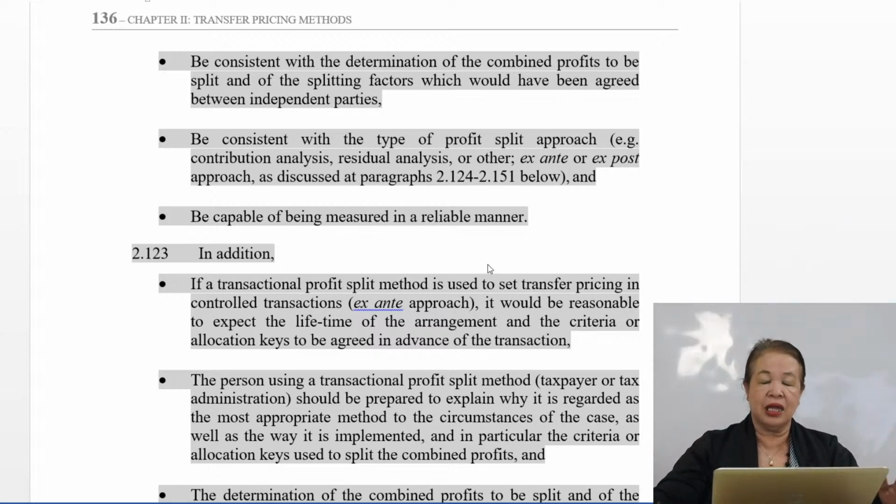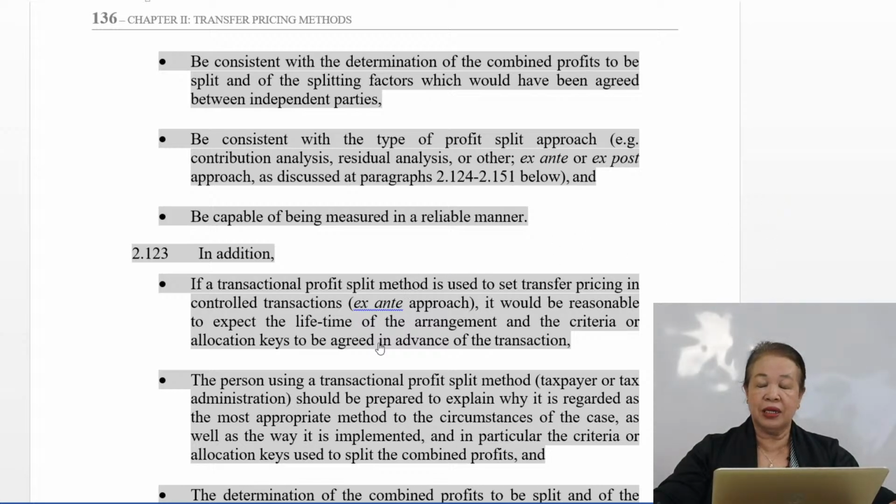Halimbawa, A, B, C yan, D, E, no? 5 sila, situated in different countries. Bawat isa may participation doon sa business ng parent na nasa kay A. Yung iba, service support lang, no? Pero ang pera talaga doon napupunta lahat kay A. So, lahat ng 4, wala silang kita. Ang kita na doon kay A dahil nandoon yung sales. Sila, manufacturing lang, services lang, no? Marketing. So, ano dapat? Since nandoon lahat yung kay A ang pera, dapat i-divide based on their participation, no?